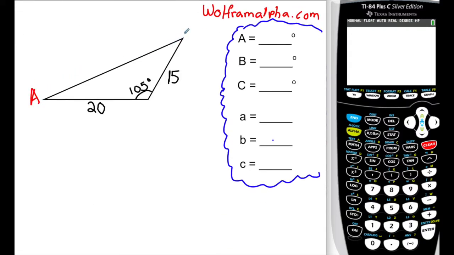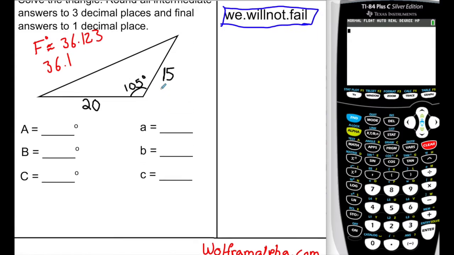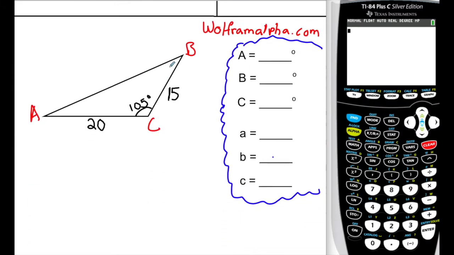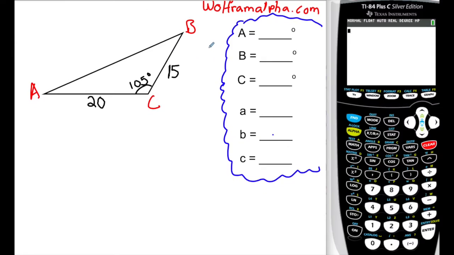A, B, C. Now, if your numbers turn out different from mine, like if your A isn't the same as mine, as long as you can get the same 3 angle measurements and the same 3 sides as me, don't worry about it. In the future, for any test or quiz or assignment, I'll make sure to specify. And if I don't, let me know and I'll make sure that's clear.